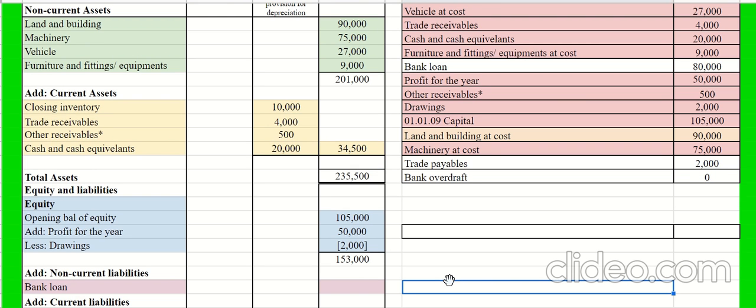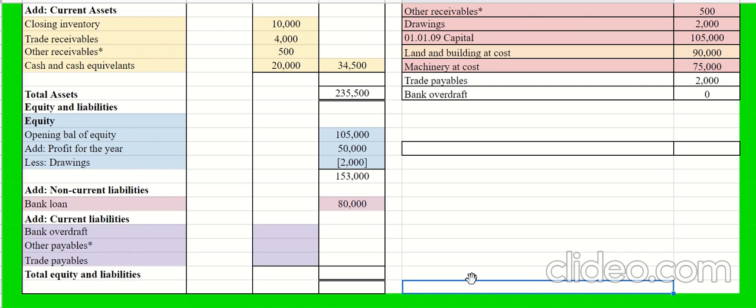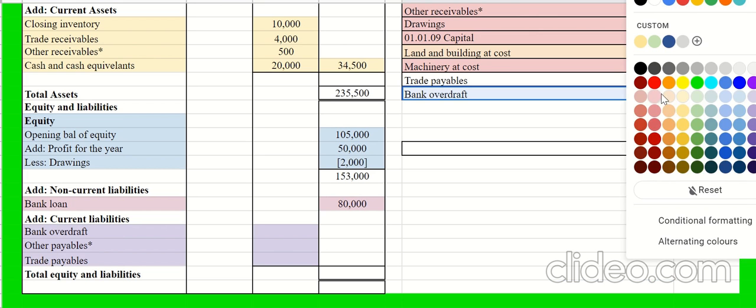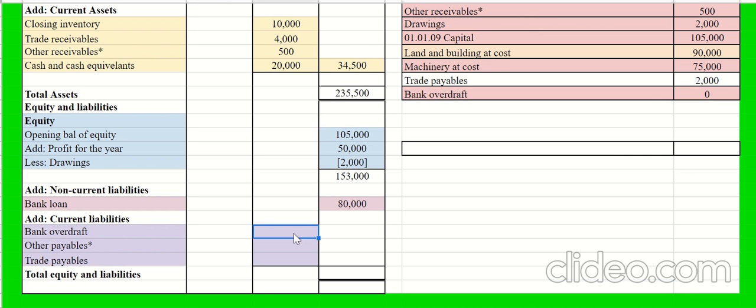Next, we have bank loan. So bank loan value is 80,000. So let's enter 80,000 under the category of non-current liabilities. At last, we have bank overdraft. Bank overdraft in this question is 0. Either you can mark it or leave it blank.